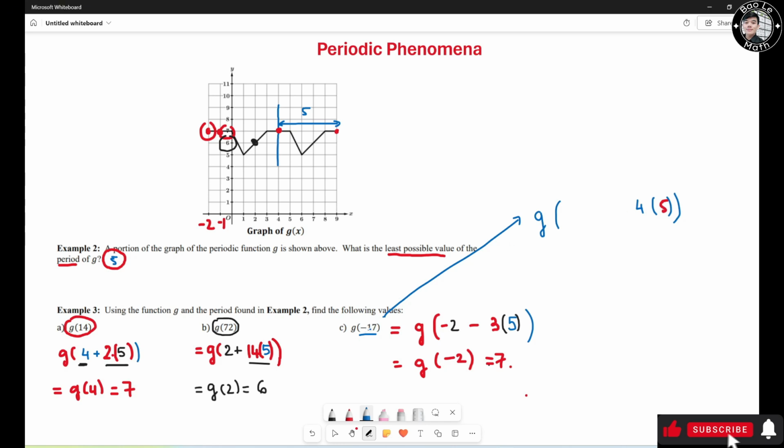But we have negative 17. Does that mean 3 minus 20 to get negative 17? So then this guy turns out to be g of 3. Now g of 3 is going to be 7. So the answer is 7.